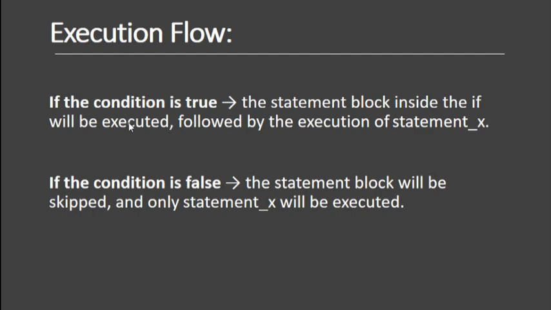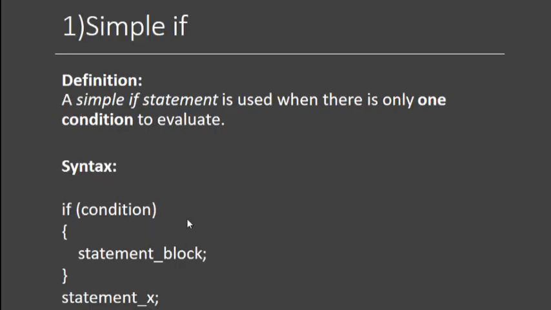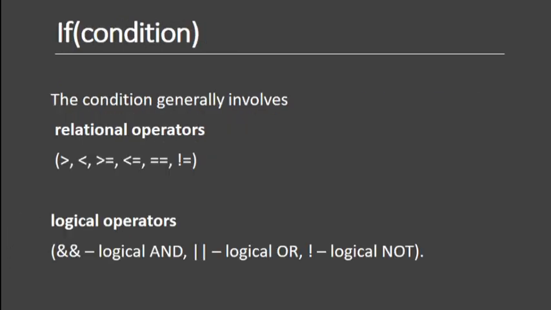If the condition is true, it enters the body of the if condition and executes the statement block. If the condition is false, it doesn't go into the body, and directly executes the statements after it. Next I'm going to explain how the if condition exactly works. If the condition is true, the statement block inside the if will be executed, followed by statement X. If the condition is false, the statement block will be skipped and only statement X will be executed.